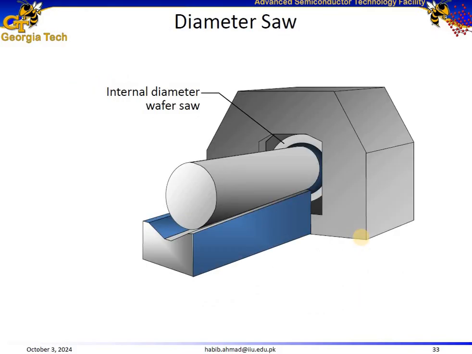This image shows an internal diameter saw used in semiconductor manufacturing to slice thin wafers from the cylindrical silicon ingot. The saw cuts with an inner edge, reducing material waste and ensuring precision as well as uniformity. So these wafers are critical for producing integrated circuits and electronic components.